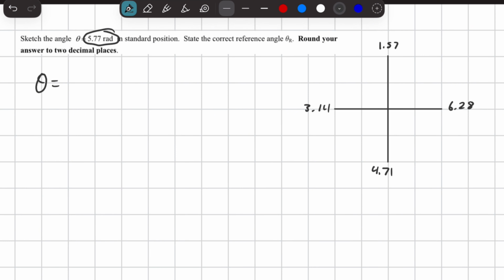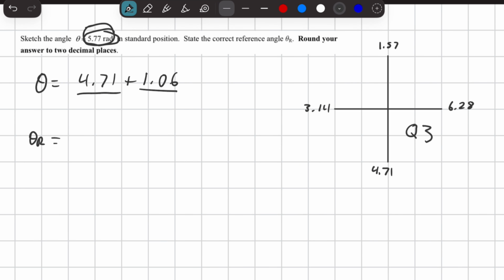But we can also show that by doing 4.71 plus what is 5.77, and that is going to be 1.06. So we know this is how far past our 270 degrees our angle is going to go. This is just to help you draw it. And then to find your reference angle, because it's in quadrant 3, we can just do 6.28, take away the 5.77 here, and it will give us our reference angle.